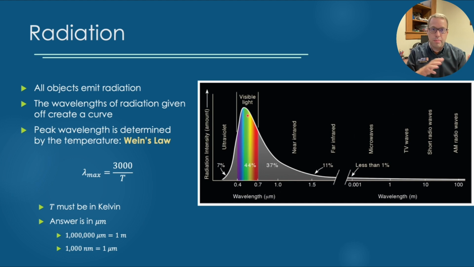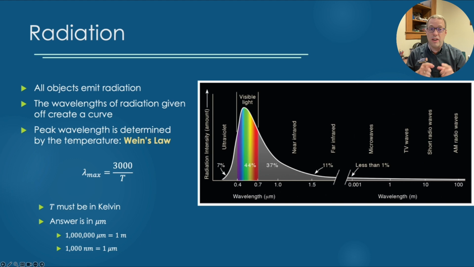Now I'll compare this black body curve to what happens in all actuality, and you'll see it's fairly similar. Okay? Now, the peak wavelength specifically can be determined using what's called Wien's law. Wien's law says that the peak wavelength of radiation given off by an object is 3,000 divided by the temperature.